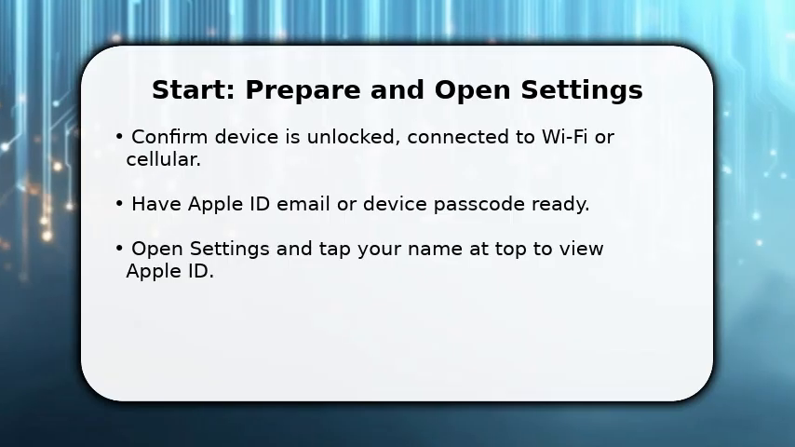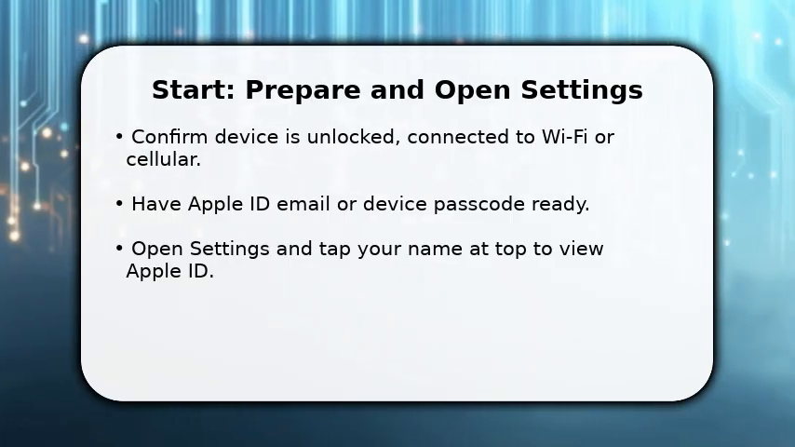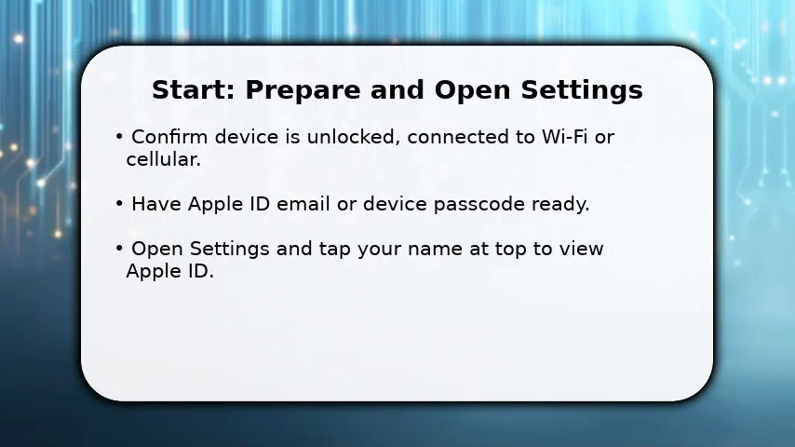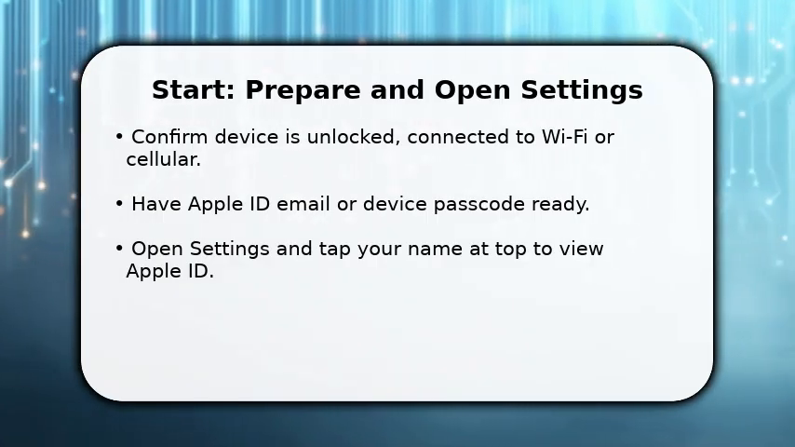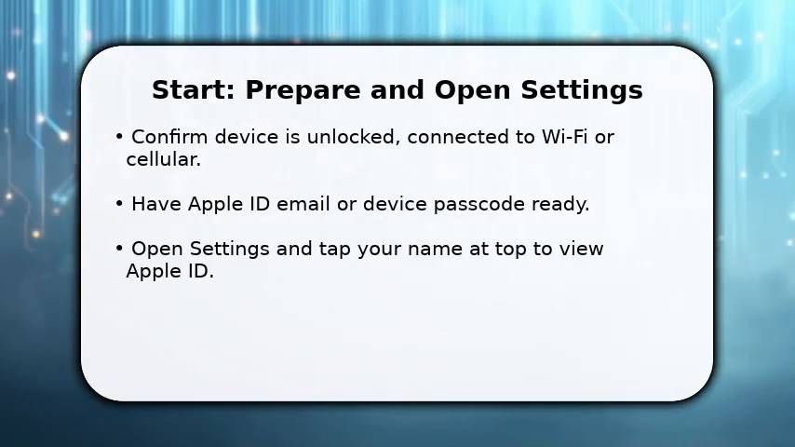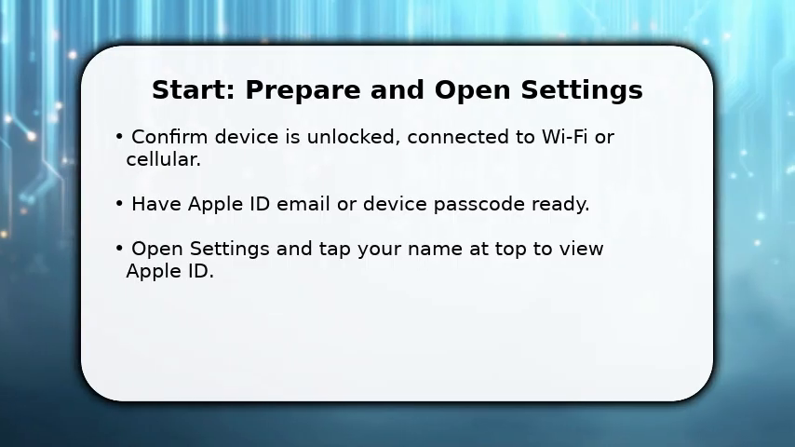You're ready to view your Apple ID now. Make sure your iPhone or iPad is unlocked and online, then open Settings. Once done, tap your name at the top. That single tap reveals the Apple ID panel where Apple shows your account email, trusted phone numbers, and primary devices.